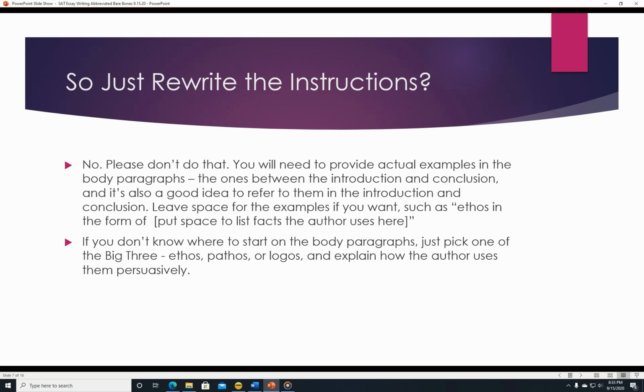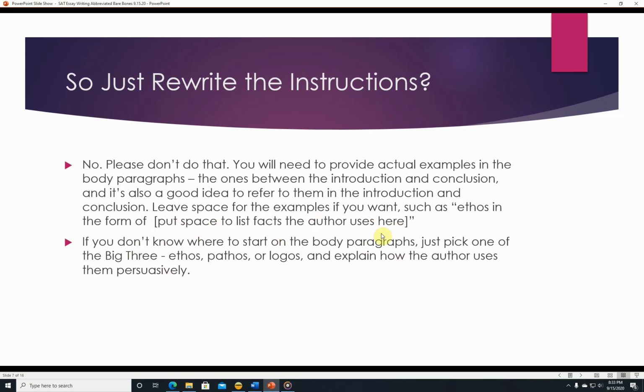You can even just leave spaces for the examples if you want. So you could say, Kleinenberg uses ethos in the form of, and since you haven't read it yet, you don't know, but fine, put a couple lines worth of space, whatever, at least one line worth of space, so you can write in what the examples are.